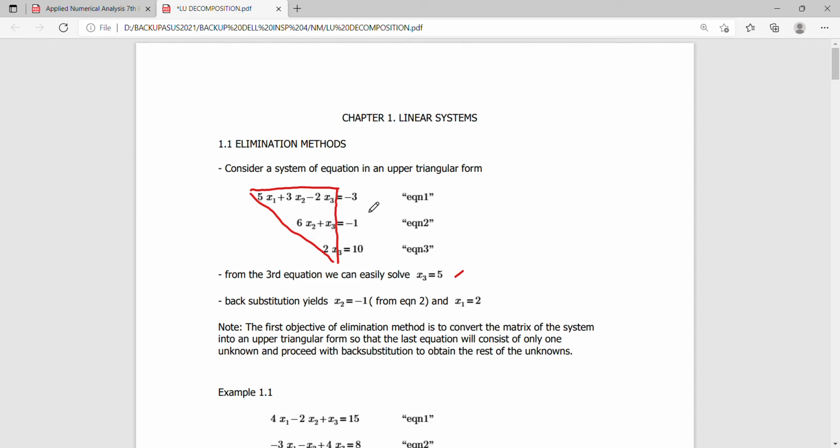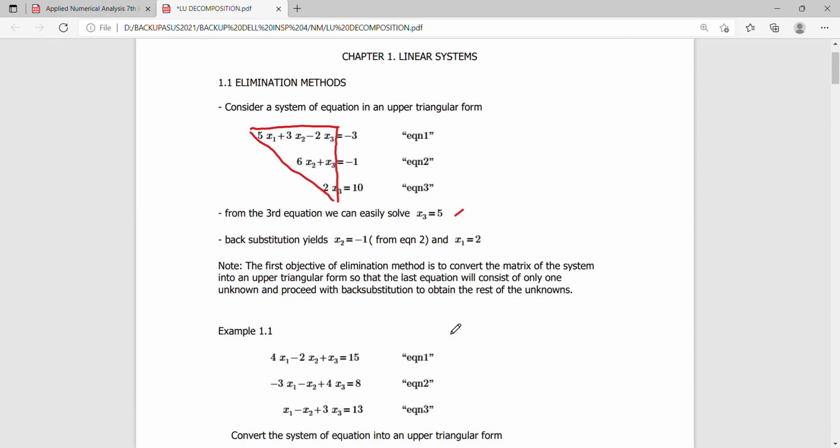So take note that the first objective of the elimination method is simply to convert the matrix of the system into an upper triangular form, so that the last equation will consist of only one unknown, and by proceeding with back substitution, the rest of the unknowns will be obtained.